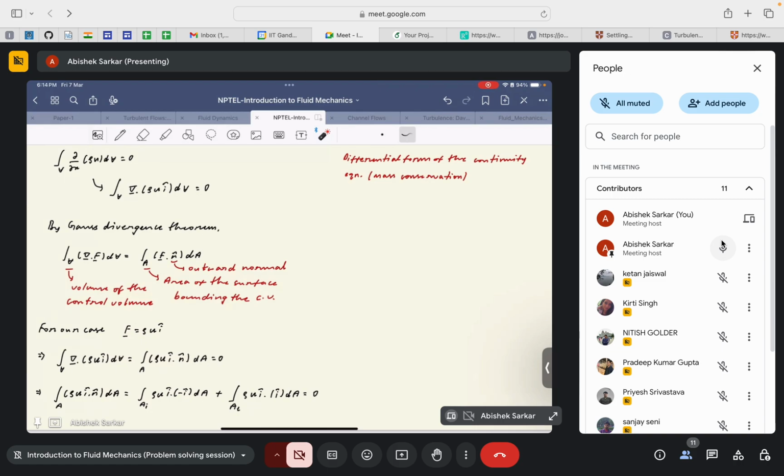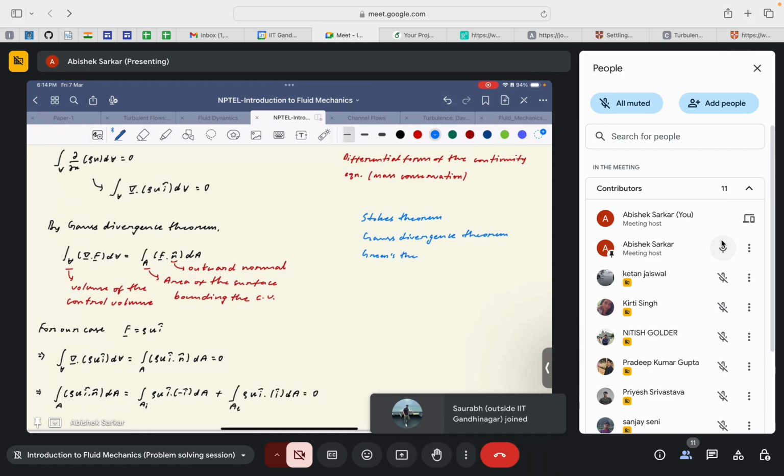They are basically the Stokes theorem, the Gauss divergence theorem, and the Green's theorem. And Green's theorem is basically a special case of the Stokes theorem, but most of the books tend to mention it separately, so you can go through Green's theorem as well. Once you go through these examples and see how the conversion between these different types of integrals is done and why it is done, you will appreciate the use of these theorems in the fluid mechanics context.